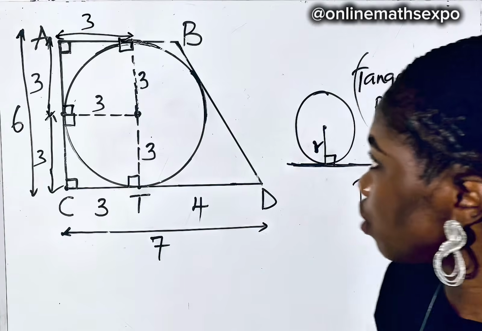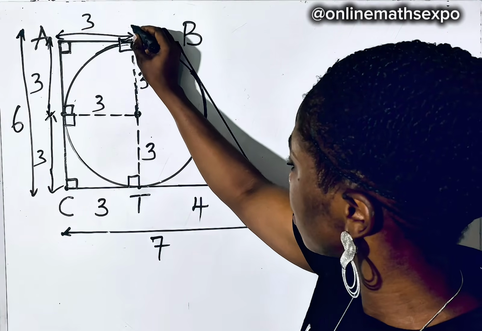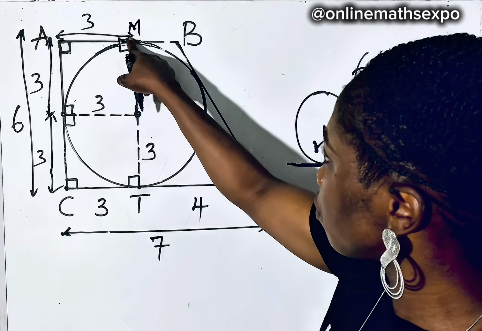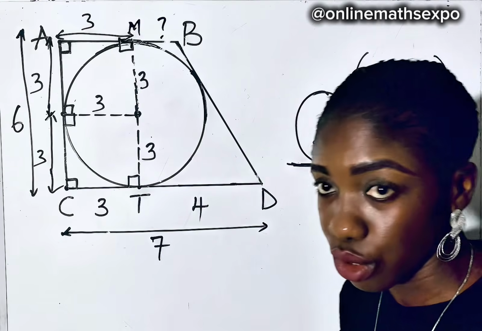So what should we do next? We need to find this length, so we can label this place M. Let's label it point M. So we need to find length MB, this length MB. Now, how should we do that?